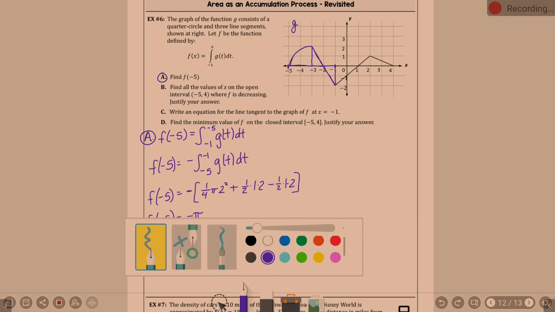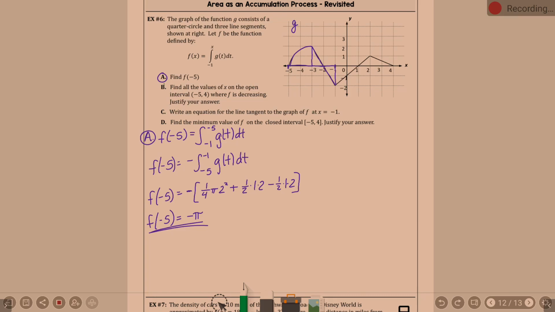Let's talk about b then. Find the values of x on the open interval -5 to 4, so the whole graph, where f is decreasing, and justify your answer. And that's the question we've got to figure out, what graph are we looking at here, right?